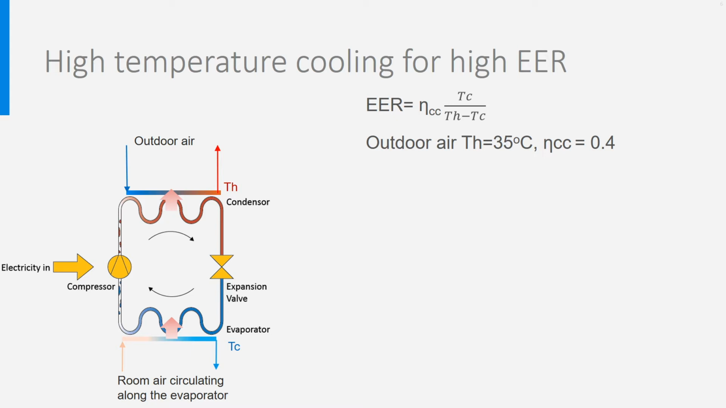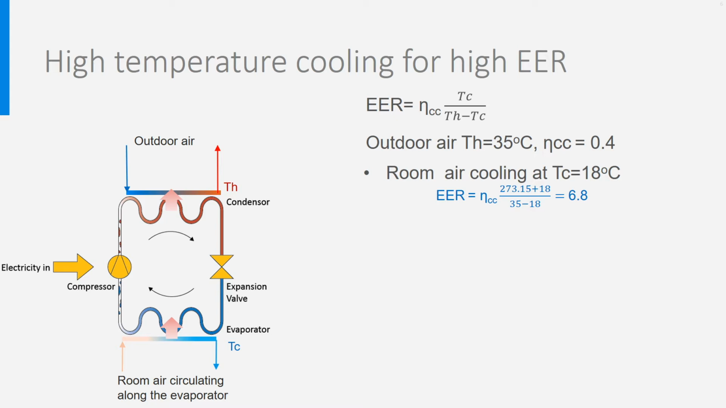Imagine now a day with an outdoor temperature of 35 degrees Celsius. Th is therefore 35. Let's assume a Carnot efficiency of 0.4. We use first a chiller to directly cool the room air to 18 degrees, like is done often in the US. The EER, using the formula above, will be 6.8.